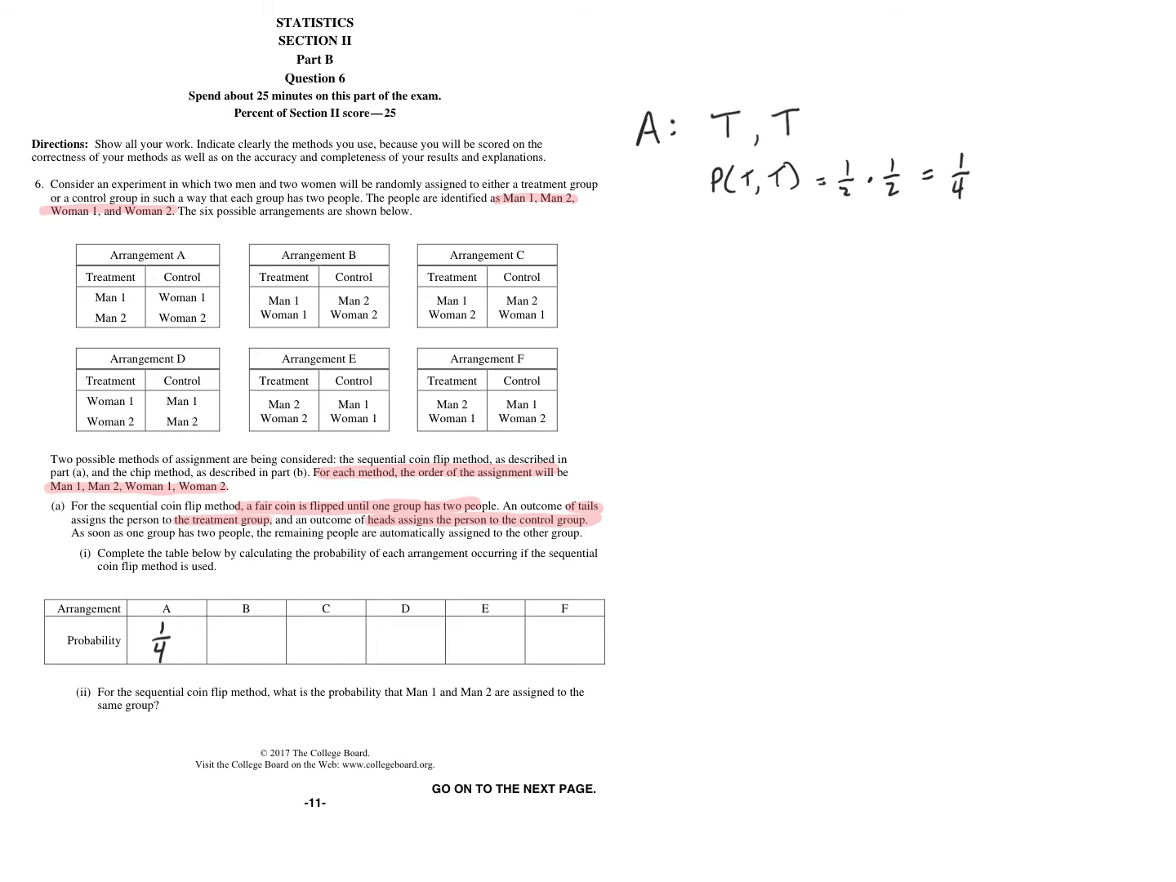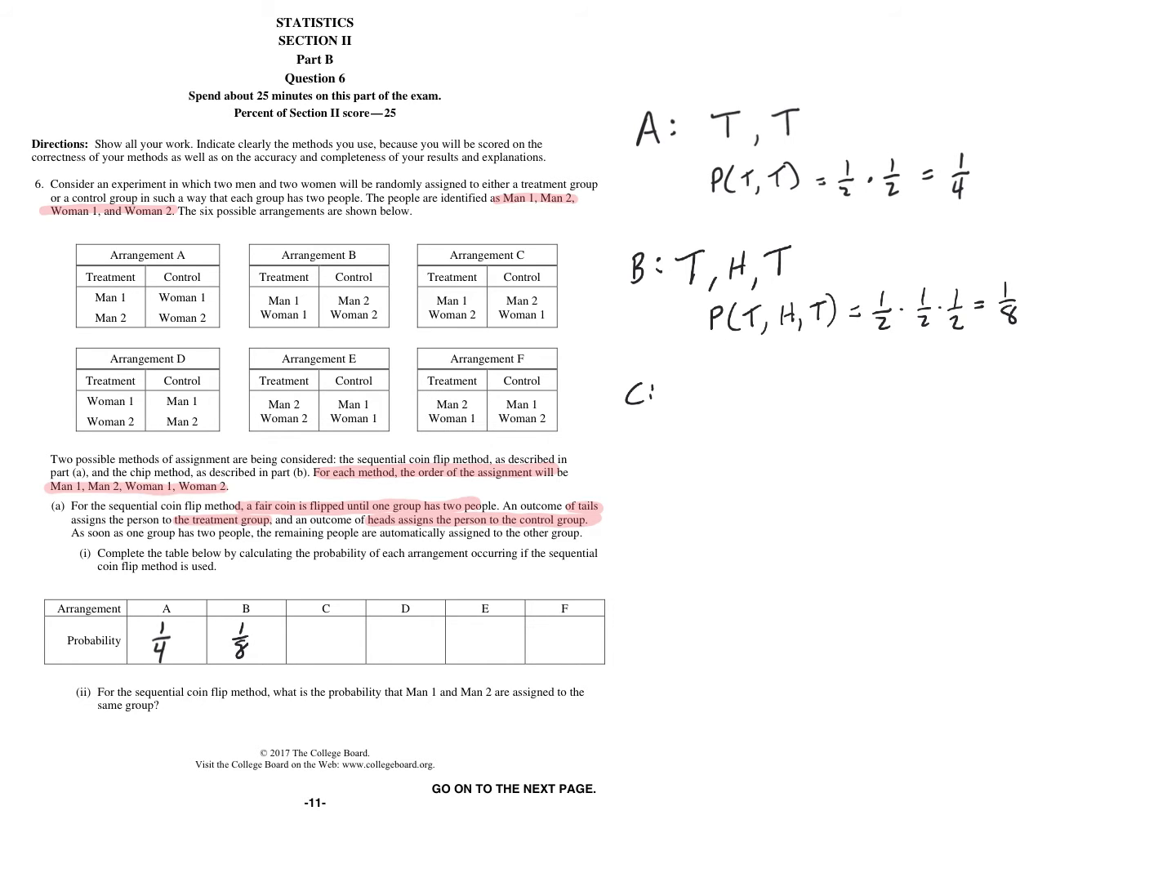So B has to be: man 1 has to get treatment, man 2 has to get control, and then woman 1 has to get treatment. So let's write that down. B, man 1 needs to get treatment, that's tails. Man 2 would have to get control, that's heads. Woman 1 would have to get treatment, that's tails, and then we'd have 2 in treatment. Woman 2 would be automatically put into control. So we get the probability of tails, then heads, then tails, which is of course 1/2 times 1/2 times 1/2, which is 1/8. So that's 1/8.